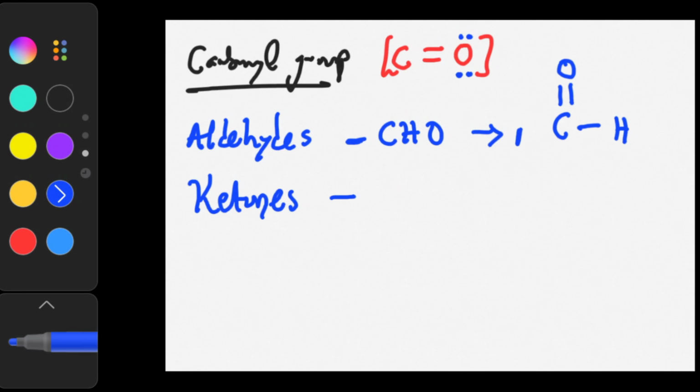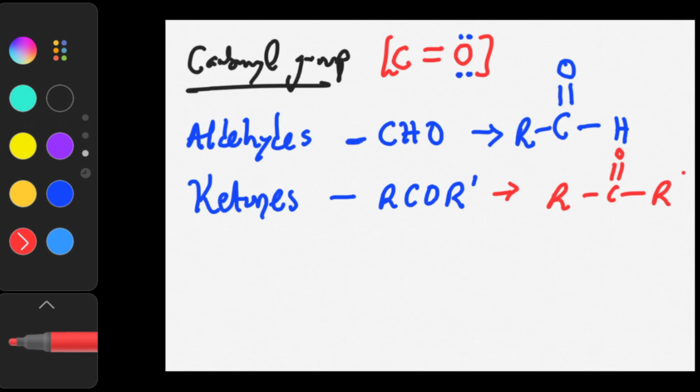Before that, we are going to have an R here. Okay, so the ketones have RCOR', in the sense that the alkyl group here is different from the alkyl groups here. That's why I used this prime, right? So if I want to represent that, it's going to be R C double bond O with another R. Okay, so this is a ketone and that is an aldehyde.